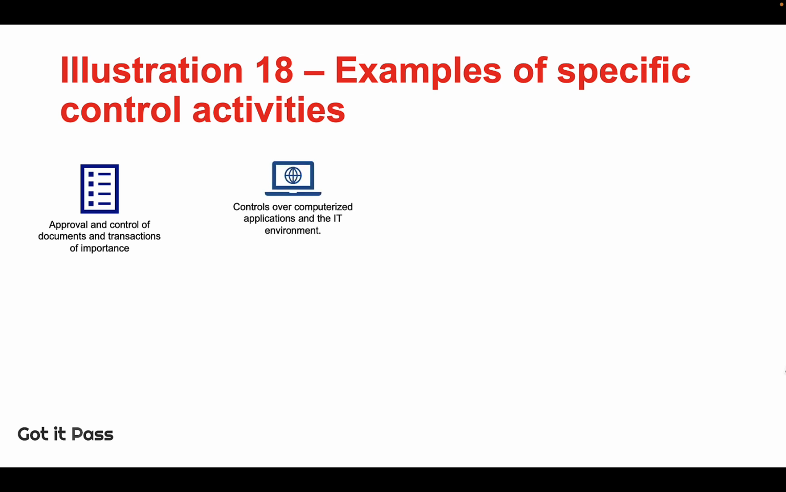And next, controls over computerized application and the IT environment. Right now many organizations have IT systems and many transactions are processed electronically, so they are not put in manual boxes or through the book and other paperwork. So the controls on the computerized applications can help to improve the control process or activities.